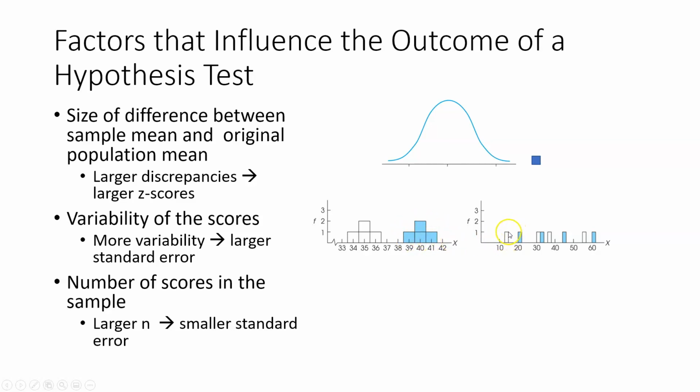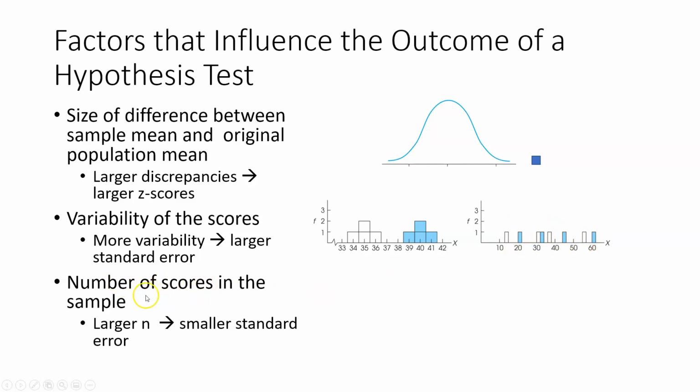But if you have a lot of variability, like if the scores in the white group are all spread apart and the scores in the blue group are all spread apart, then you might have the same mean difference, but your standard error, the typical distance that each of these scores fall away, is going to be larger, and so you're going to find that it's more difficult to reject the null hypothesis in this kind of situation.